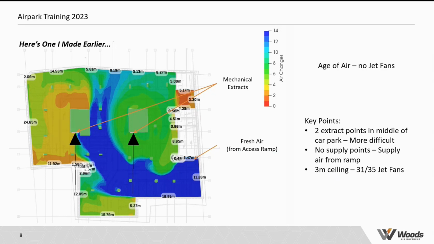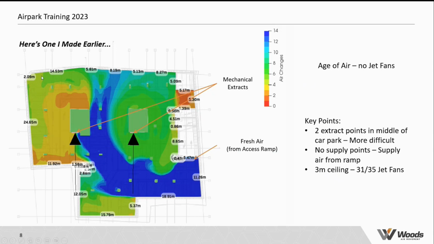The fact that the extract points are located towards the centre of the car park makes the system a more challenging one, as we will have to direct the incoming fresh air around the car park first in order to ventilate all areas before directing it towards the extracts to be extracted.